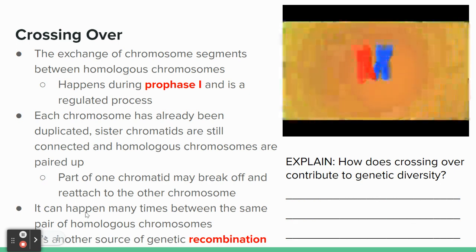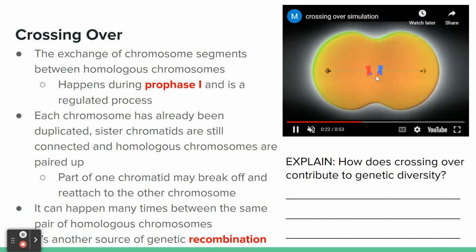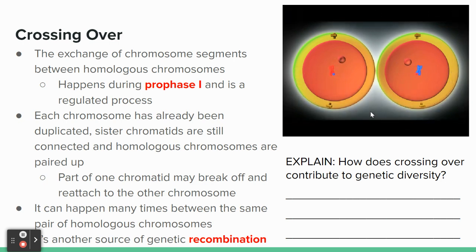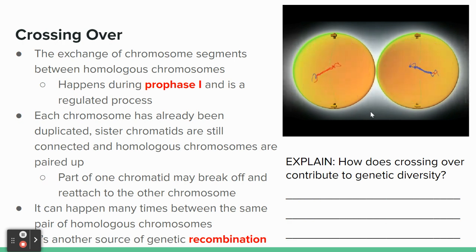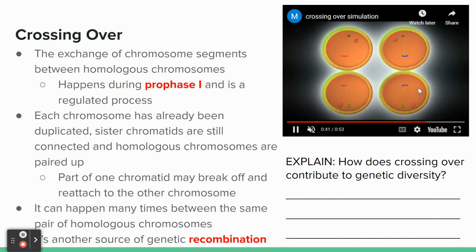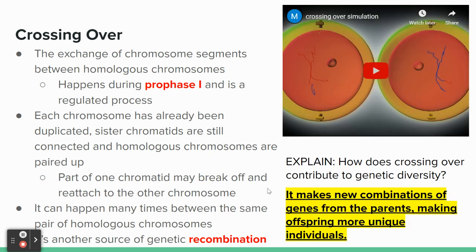We've got the homologous chromosomes paired up, and we get this weird thing happening where the 2 chromatids touch each other and exchange pieces. Parts of one chromatid break off and reattach to the other chromosome, and this can happen many times between the same pair of homologous chromosomes. It's another source of genetic recombination in cells. From now on, they have traded that information, and that gets passed to the offspring. How does crossing over contribute to genetic diversity? It makes new combinations of genes from the parents, making the offspring more unique individuals.